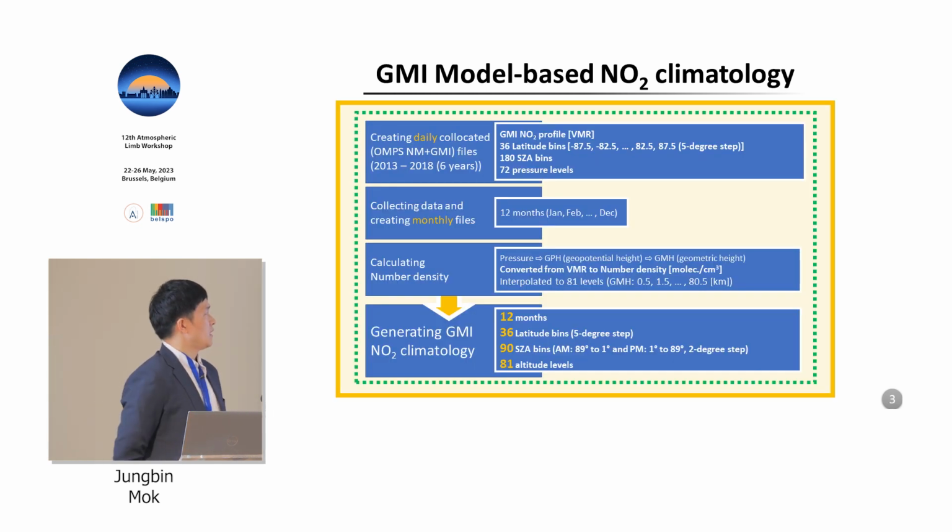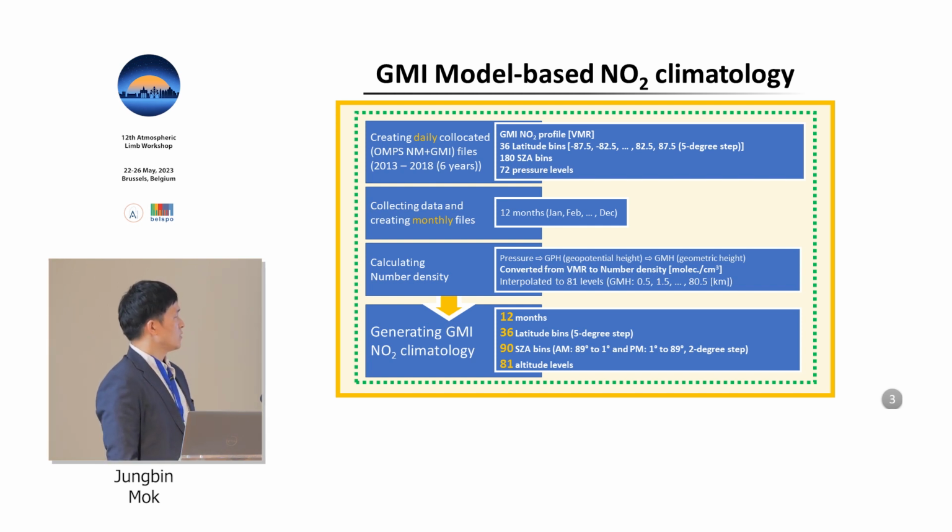This cartoon shows how we construct the NO2 climatology. We use GMI NO2 profiles because other missions or measurements cannot provide any measurement at 1:30 p.m., which is the OMPS LP overpass time. At first we collocate OMPS and GMI, and then we create monthly files. GMI provides the volume mixing ratio, so we convert it into number density.